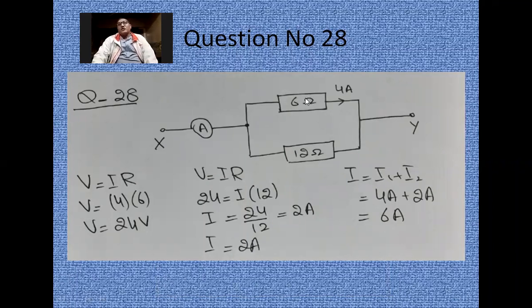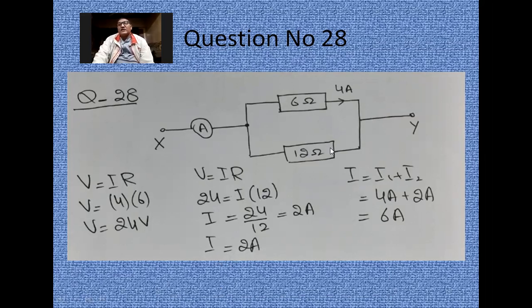So here you see, I know this 6 ohm and this 4 ampere current. I can find the voltage drop in this branch. V is equal to IR. So V will be equal to 4 into 6, and that will be 24 volt. So the voltage drop here will be 24 volt. The same voltage drop will be here. So it will be 12. V is equal to IR. So 24 is equal to I into 12. So I will be equal to 24 divided by 12, and that will be 2 ampere.